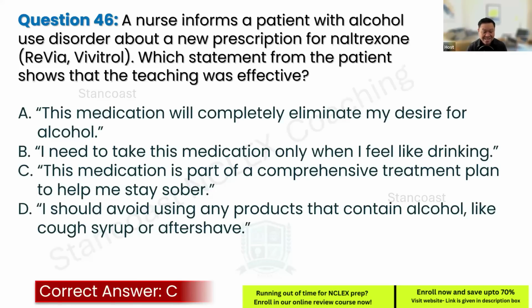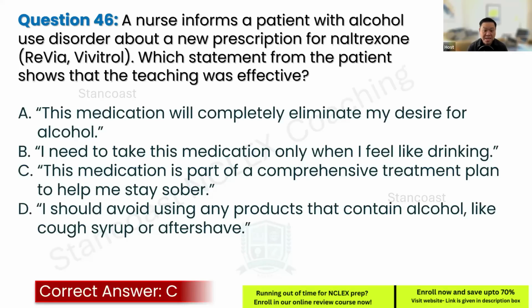And this is a very important part of a broader strategy to maintain sobriety in this patient. Now, if you selected letters A, B, and D, these are all incorrect. For A, while we know that naltrexone can reduce the cravings, it may not fully eliminate them. And so this comment indicates a misunderstanding of the medication's role and suggests unrealistic expectations.